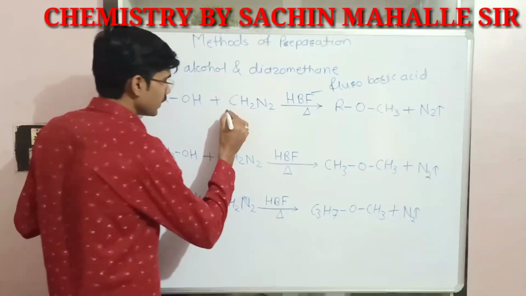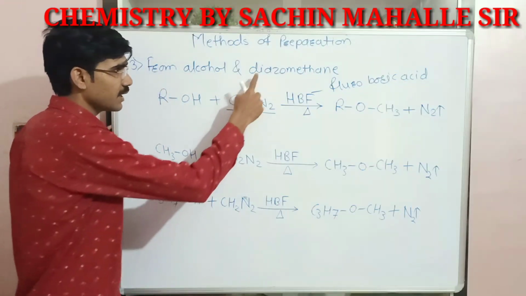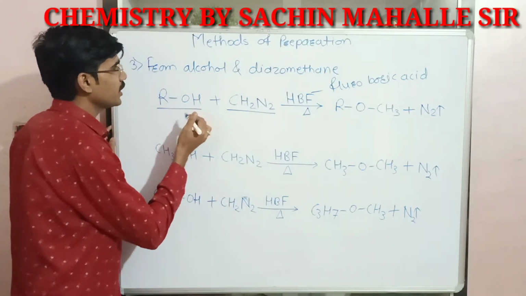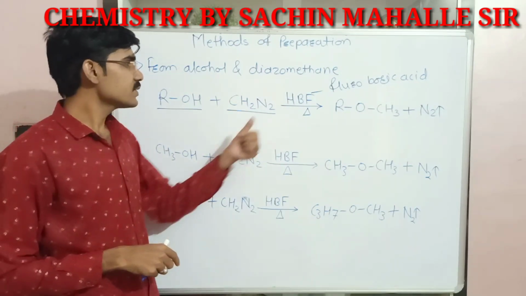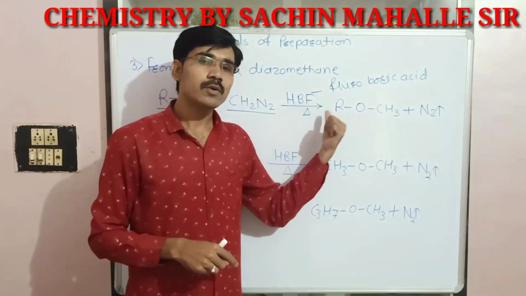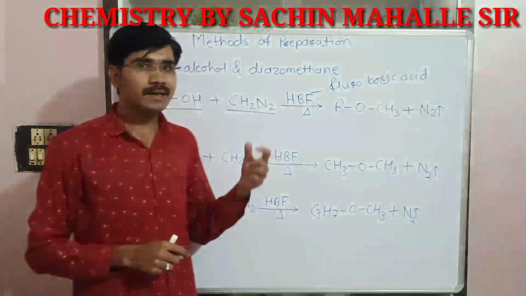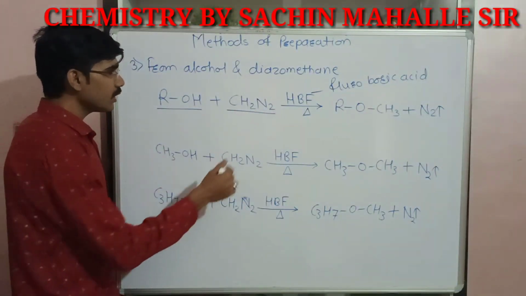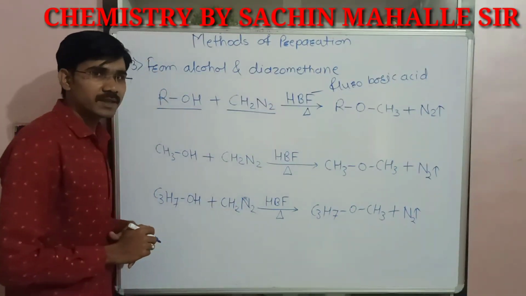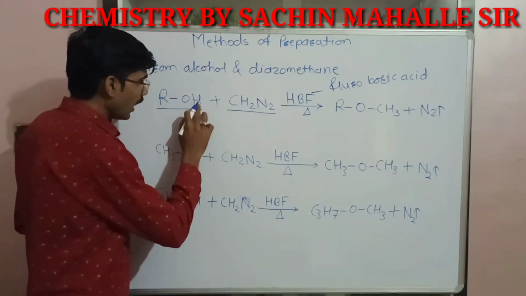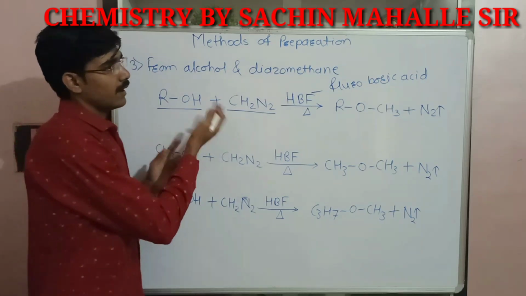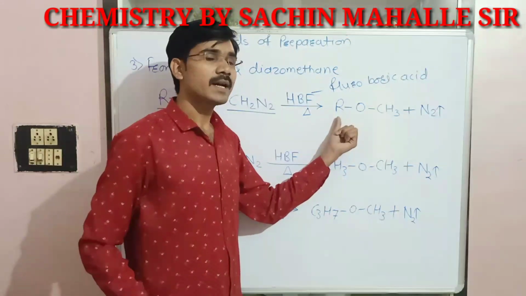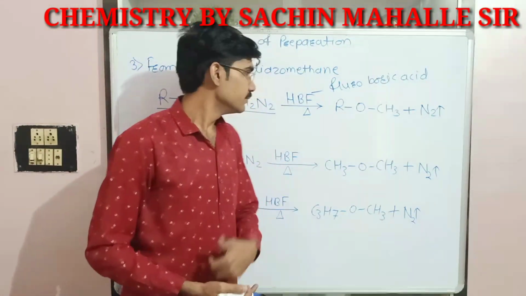Now you have to see last preparation of ether from alcohol and diazomethane. We are using CH2N2, that is diazomethane, and ROH, that is alcohol, heated with each other in presence of HBF4, that is fluoroboric acid. We are getting ROCH3 by removal of N2 from the reaction, and hydrogen with CH2, we are getting CH3 attached with oxygen, that is we are getting ROCH3.